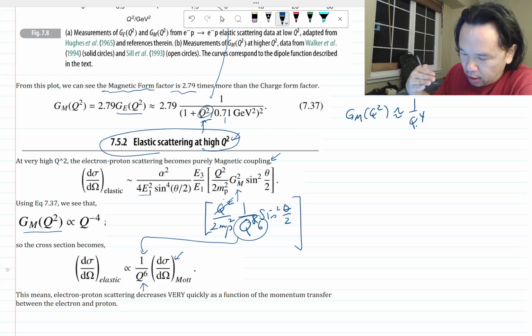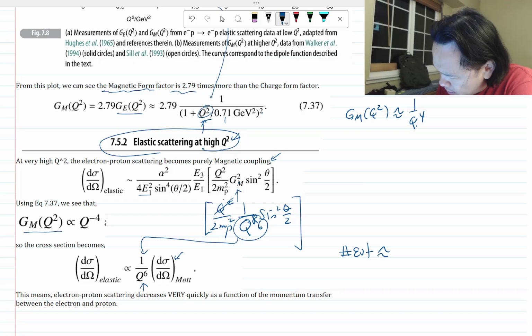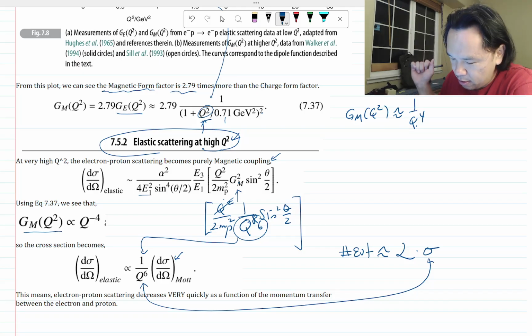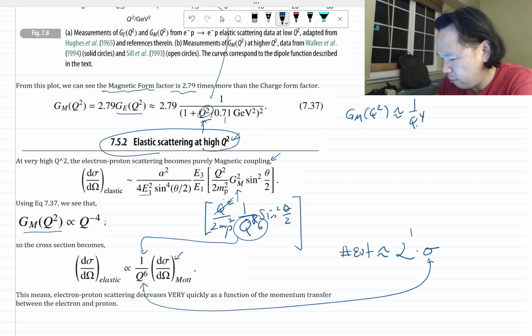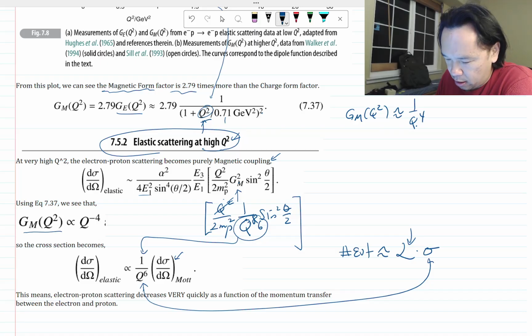So now, hopefully, we can appreciate that in order to get this data, you have to have a lot of luminosity. Remember that the number of events you're going to get is proportional to the luminosity, L, times your cross-section. Your cross-section is going down by 1 over Q to the 6th power, and therefore you have to keep increasing your luminosity or collect data for longer. So you can see how these experiments could take years and years to collect enough data for us to get these data points.